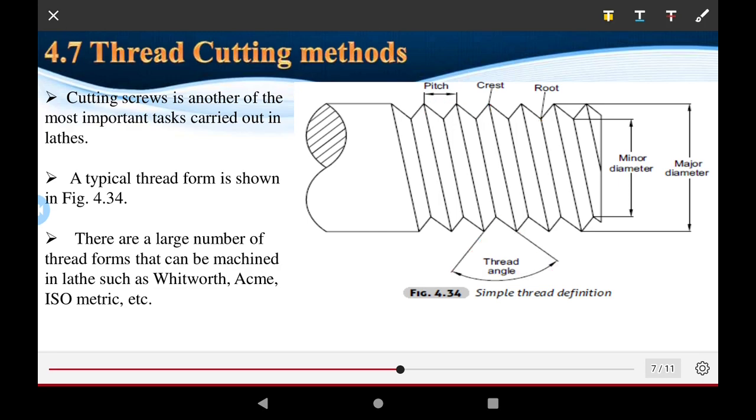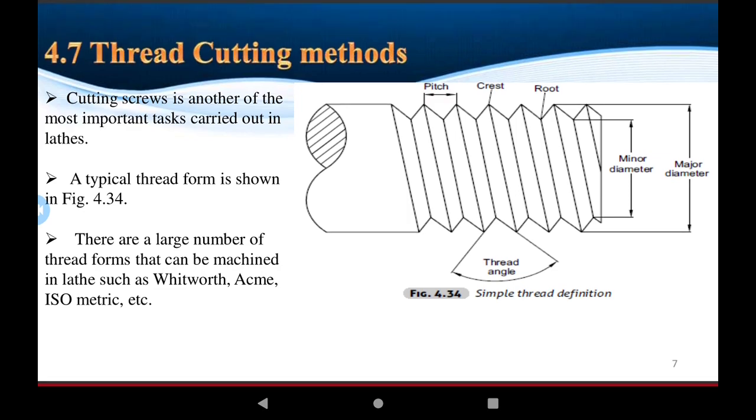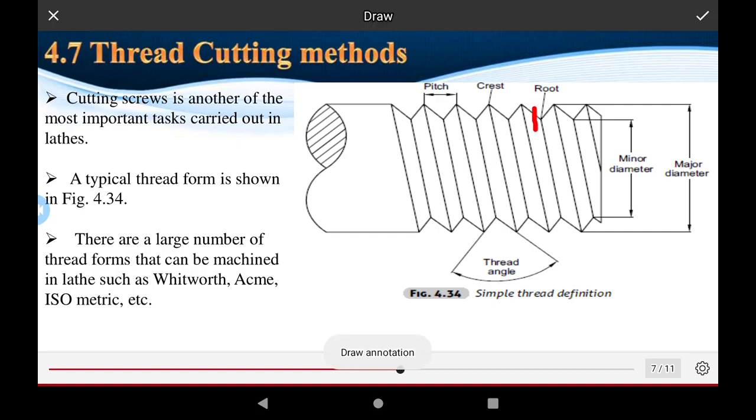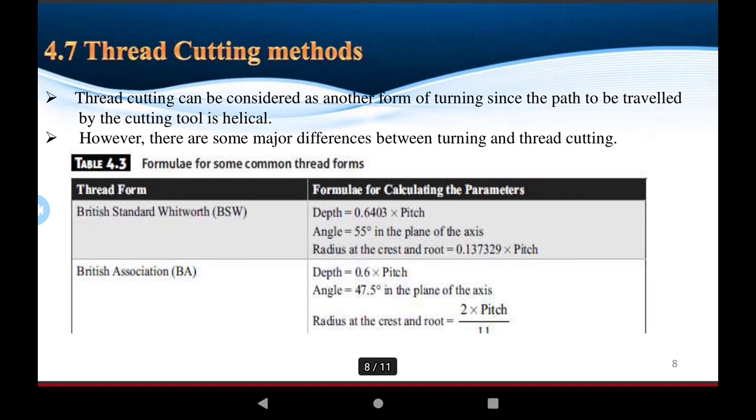Okay, some of the values present are the minor and major diameters, pitch, crests and roots. This point is the root, and the crests, and this is the pitch diameter, and this is the thread angle. Find out the thread angle formula. And the thread cutting methods also use some standard parameters.